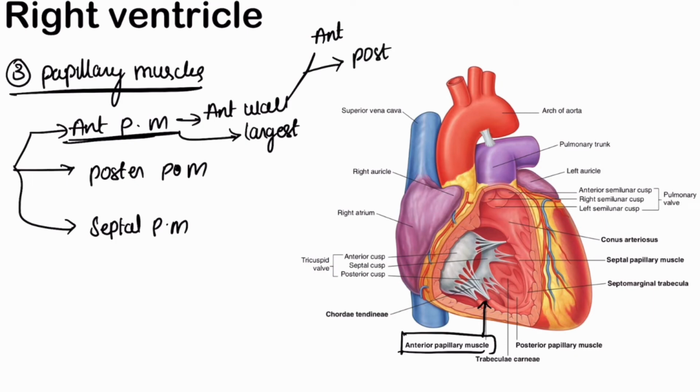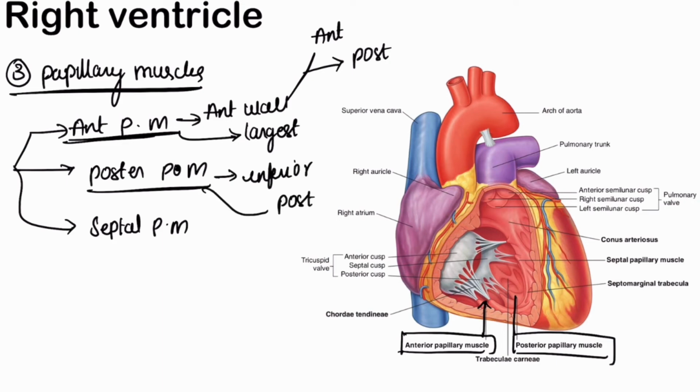Now let us look at the posterior papillary muscle. This is the posterior papillary muscle here. It is present in the inferior wall. This posterior papillary muscle attaches to the posterior and septal cusps.